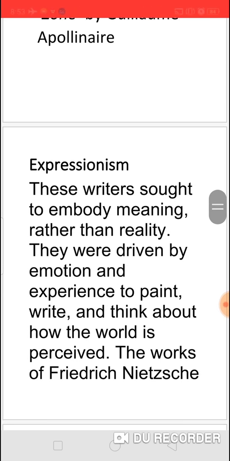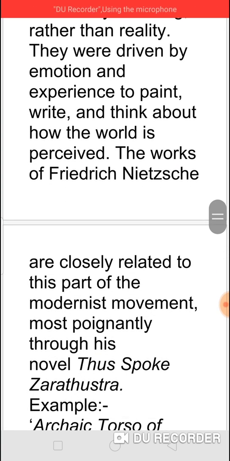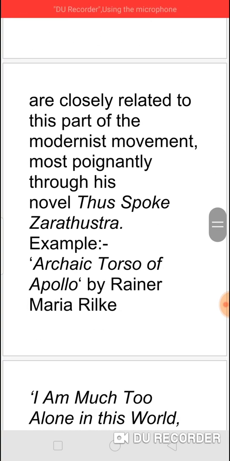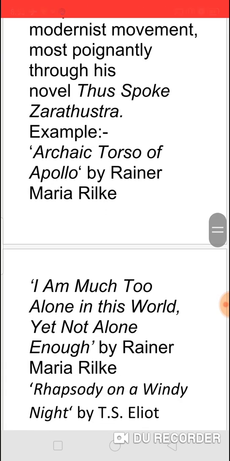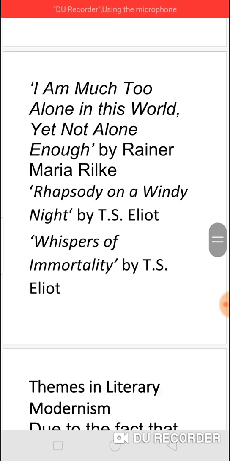Expressionism: the writers who used expressionism embodied the meaning rather than the reality, and they were driven by emotion and experience to paint, write and think about how the world is perceived. The works of Friedrich Nietzsche are closely related to this part of the modernist movement, and his novel Thus Spoke Zarathustra is the best example. Other examples are Archaic Torso of Apollo by Rainer Maria Rilke, I Am Much Too Alone in This World, Yet Not Alone Enough by Rainer Maria Rilke, and Rhapsody on a Windy Night by T.S. Eliot, and Whispers of Immortality by T.S. Eliot.